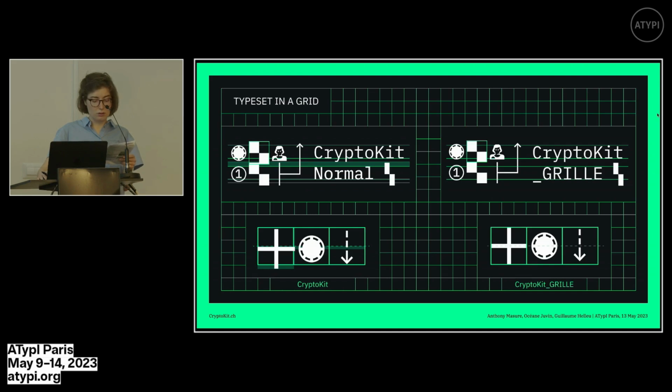And so I designed a second version for the website and the interface that Guillaume will show you, where each sign fits in a square box so that people can compose either in a block of text or glyph by glyph in a squared grid.